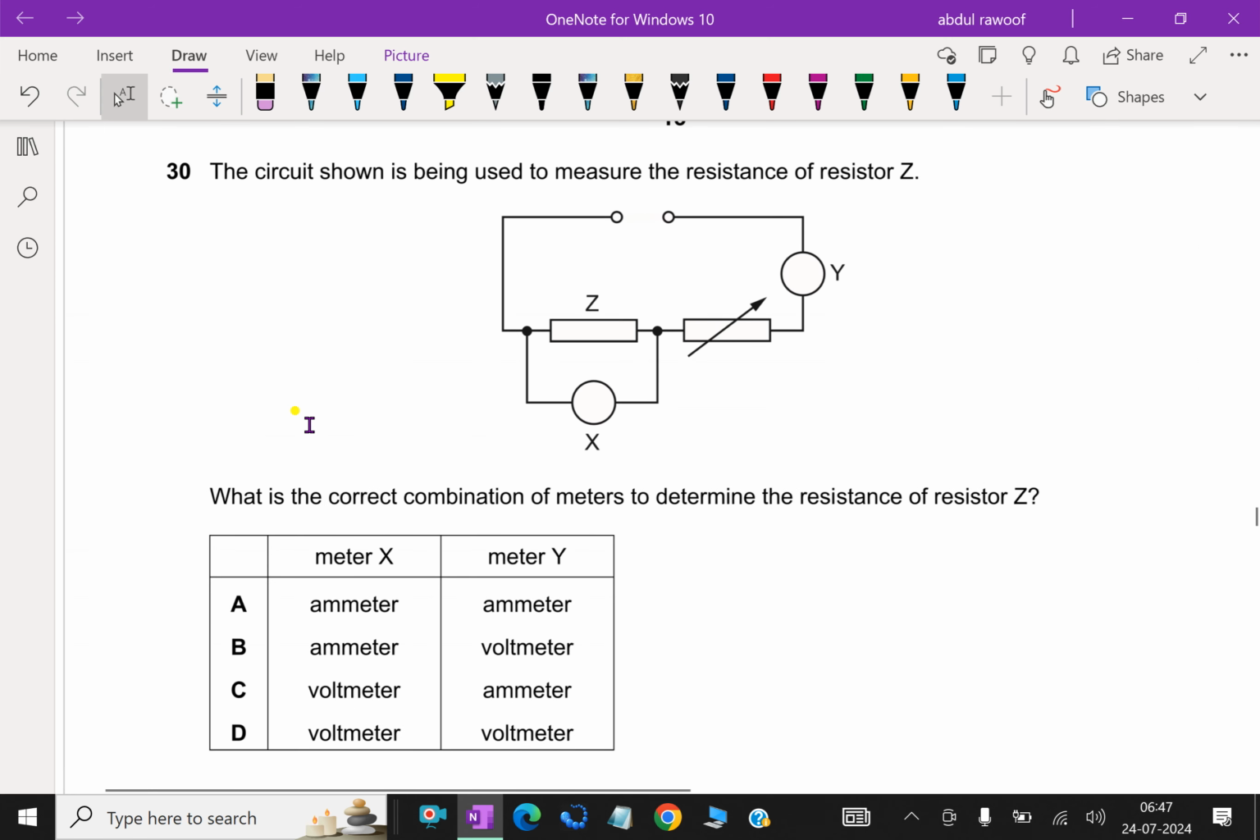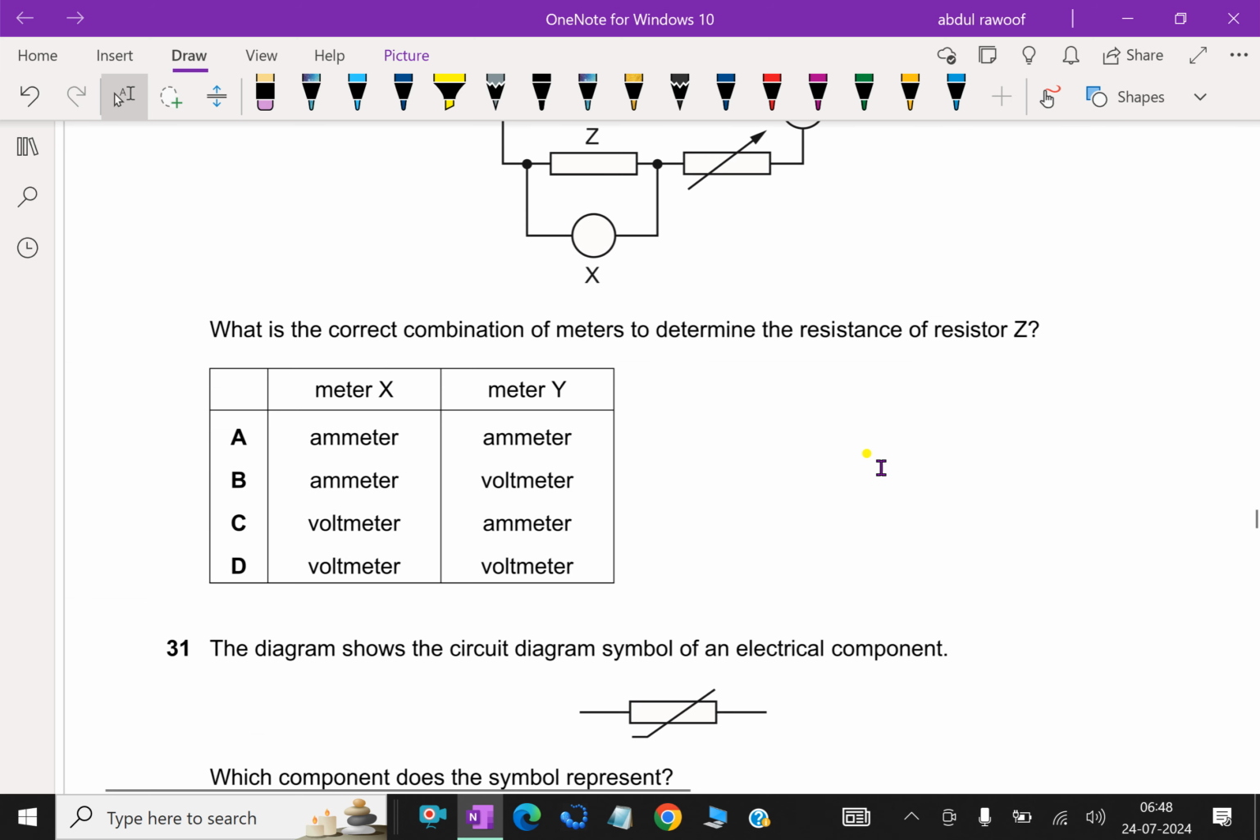Next question. A circuit shown is being used to measure the resistance of the resistor Z. A voltmeter must always be connected in parallel to the resistor, and the ammeter in series with that resistor. So X is the voltmeter, Y is the ammeter. So option C is correct.